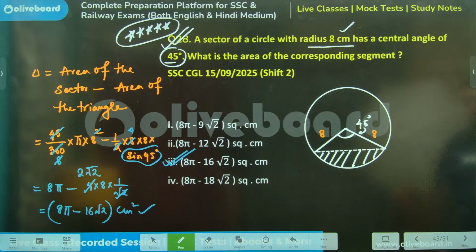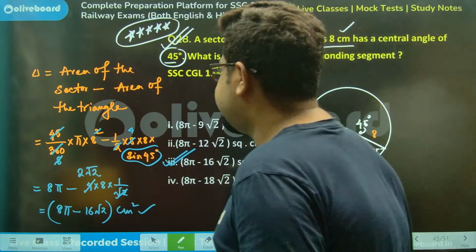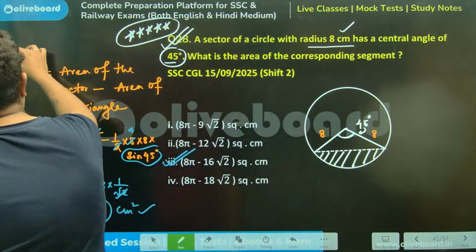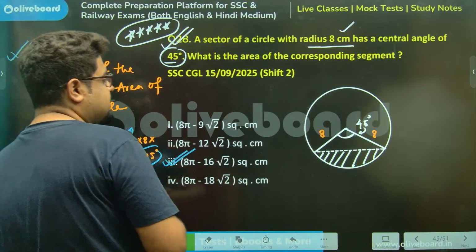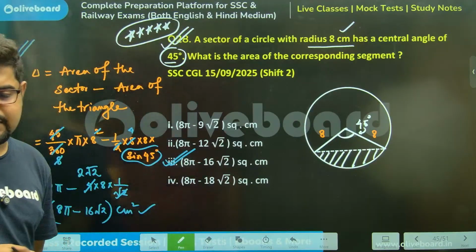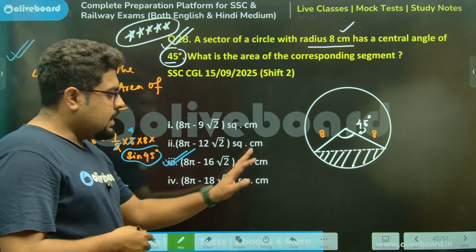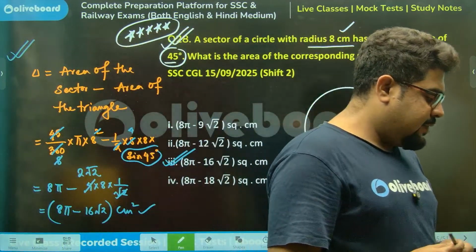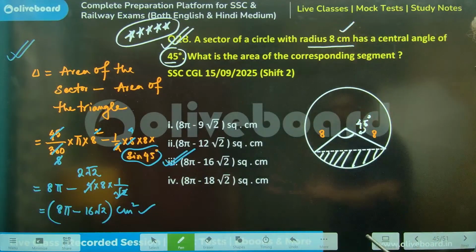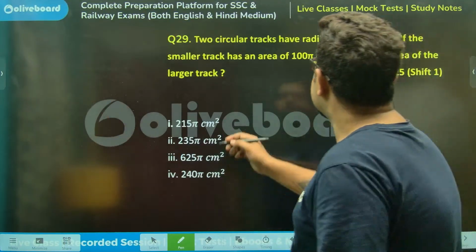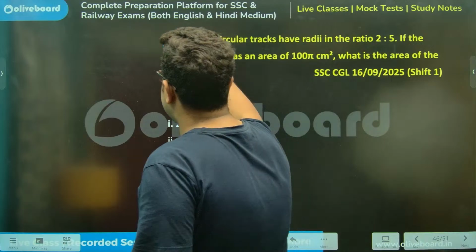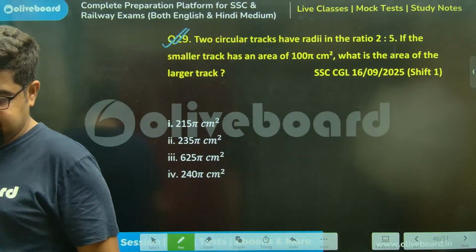This is a very good question. I myself have seen this question after a long time, most probably in the foundation batches. Very simple, but a very good question. Clear, everybody? Next one, please.